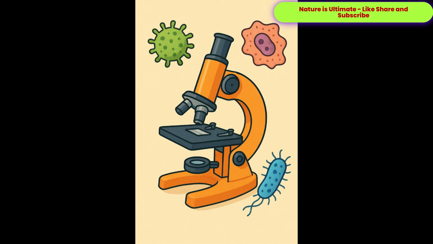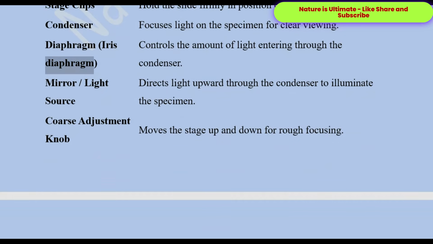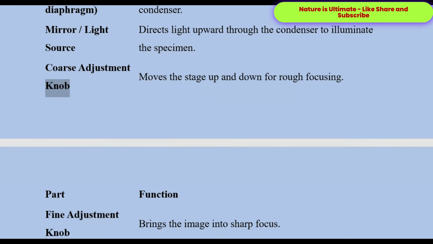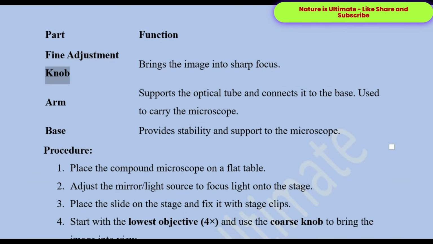Diaphragm. Iris diaphragm: controls the amount of light entering through the condenser. Mirror/light source: directs light upward through the condenser to illuminate the specimen. Coarse adjustment knob: moves the stage up and down for rough focusing. Fine adjustment knob: brings the image into sharp focus.